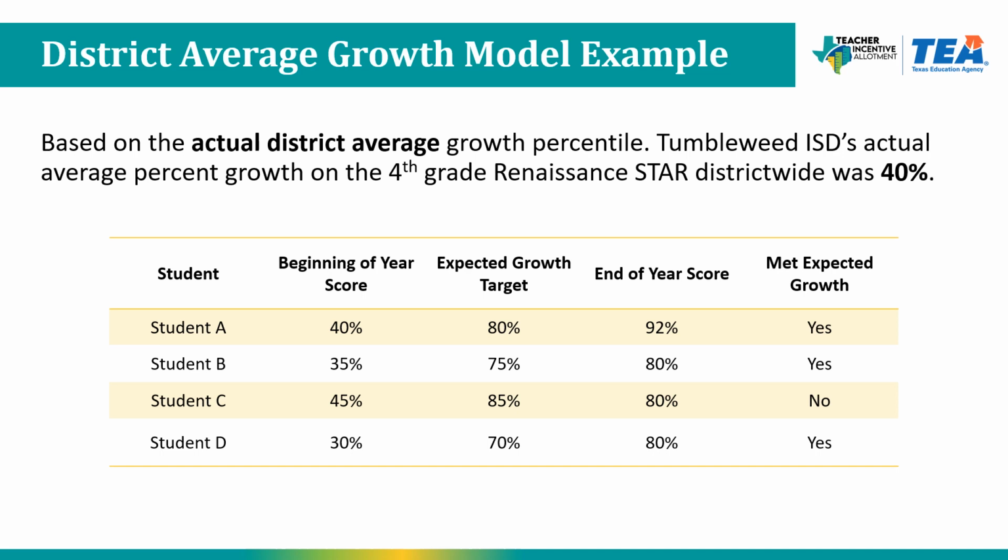With Tumbleweed ISD's average growth being about 40%, all students in the 4th grade would need to see that increase on the assessment to meet growth. Student A scored 40% on their beginning of the year assessment. Applying the district average growth model to this, the student would need to add 40% to his beginning of the year score. According to the table, student A was able to exceed their growth goal with a score of 92%.